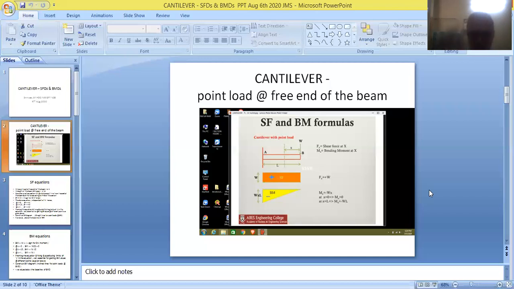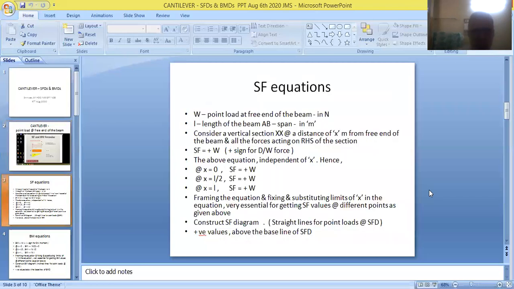So friends, this is the way of writing SF equations, and finally constructing SF diagrams.